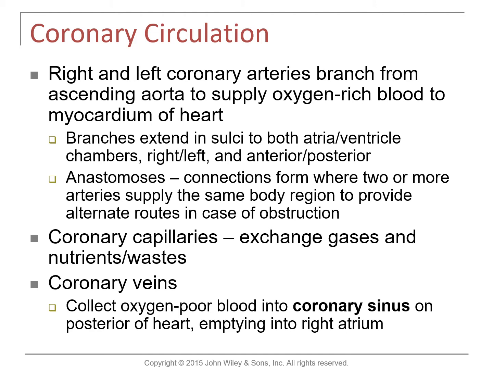The coronary circulation is unique in that there are several connections where two or more arteries supply blood to the same region and provide alternate routes in case either branch of an artery is obstructed. So these connecting pathways are called anastomoses, and they provide for collateral circulation.